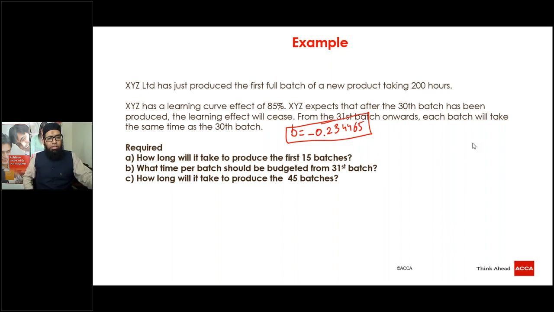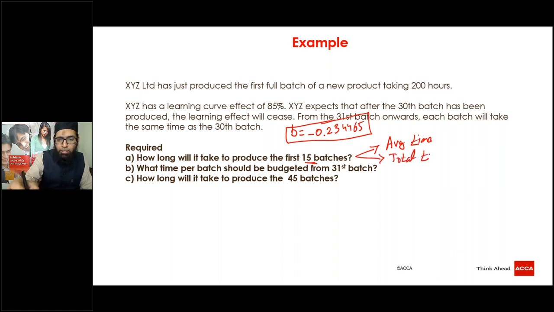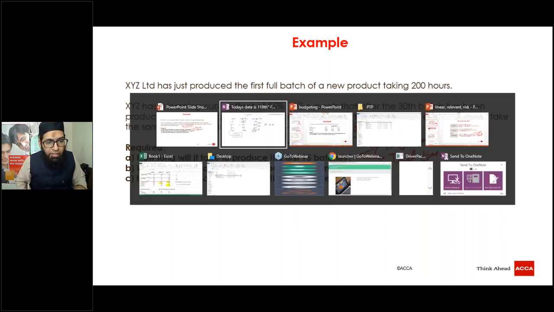So the first question is: how long will it take to produce the first 15 batches? Now remember that to calculate the total labor hours, what you should do is first calculate the average time and then the total time. Okay? So let me open the Excel sheet.